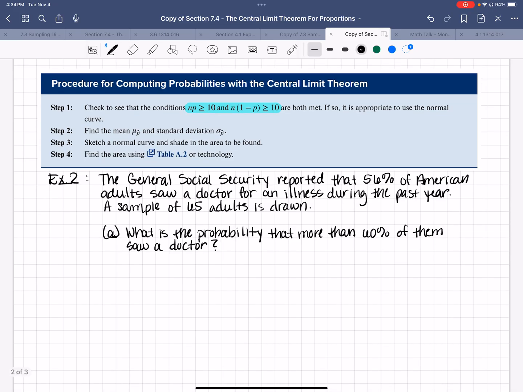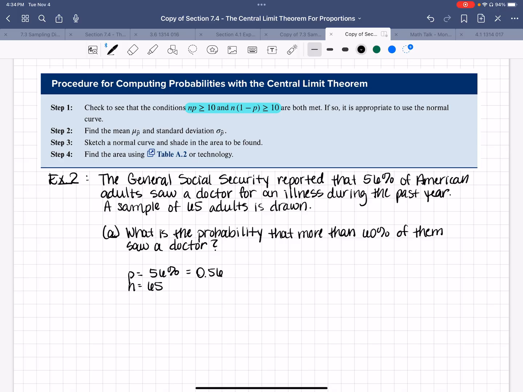Okay, so we need to identify a few things first. What is that 56%? That 56% is actually P, because that is going to be my population proportion right there. Then I have N equals 65 adults are drawn. Now 56% does need to be expressed as a decimal, so that is 0.56.